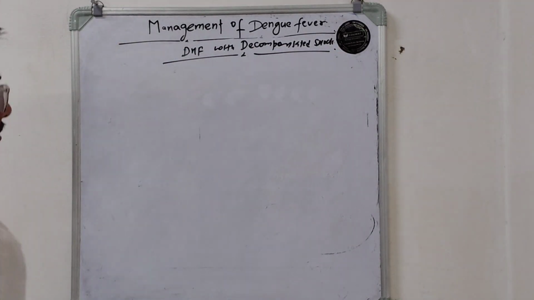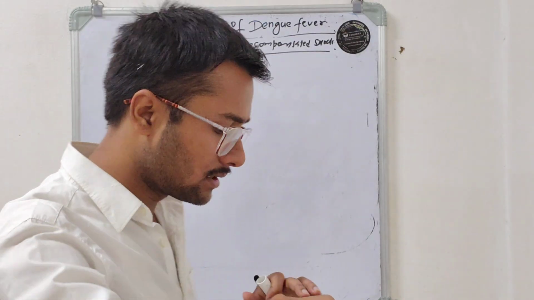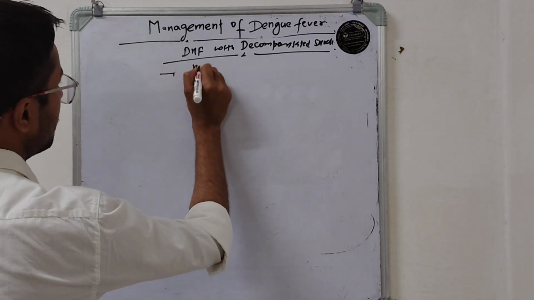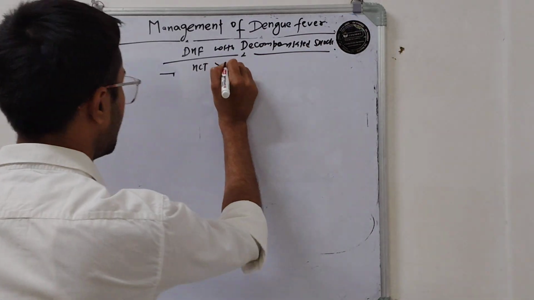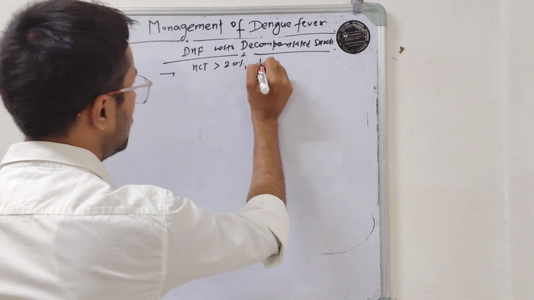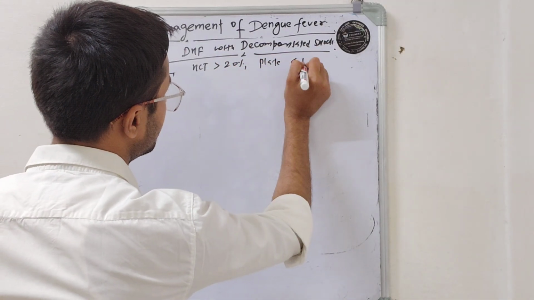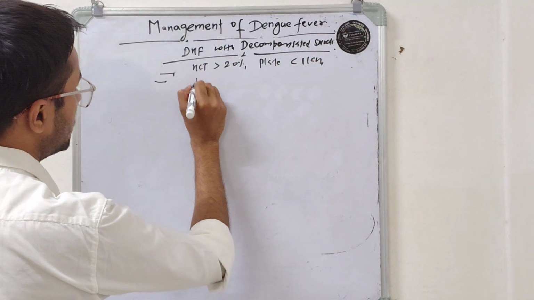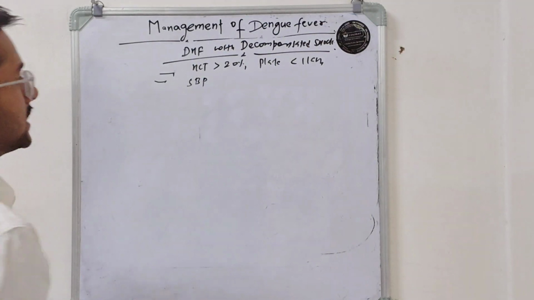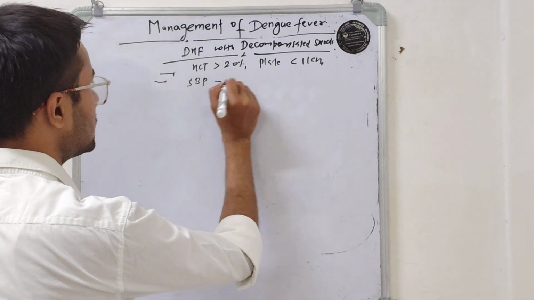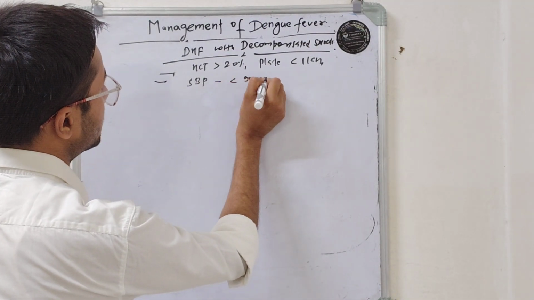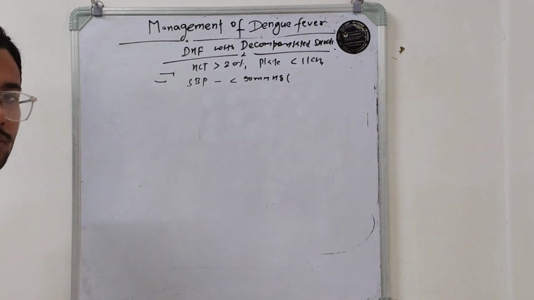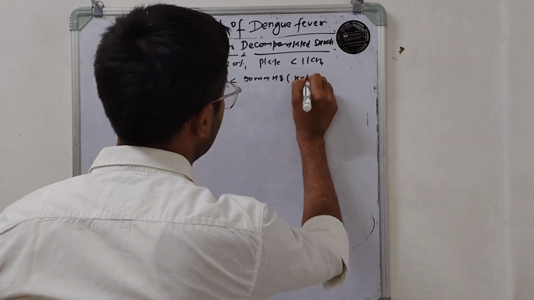Okay. So first, what are the criteria of decompensation? Definitely, first we look at the hematocrit levels. Hematocrit levels are more than 20%. Platelet count is obviously less than 1 lakh. And the most important criterion is the patient's systolic blood pressure. Patient's systolic blood pressure is less than 90 mmHg. That means the patient enters the hypotension stage.